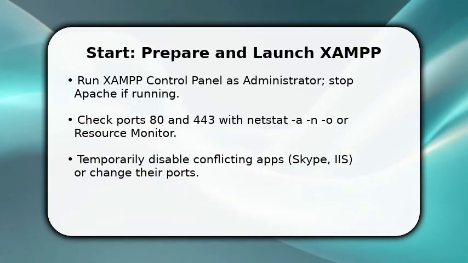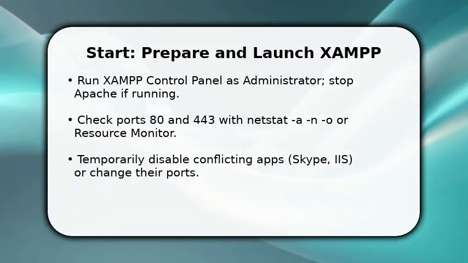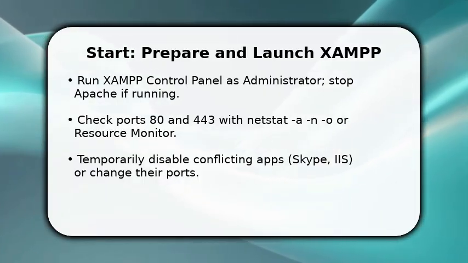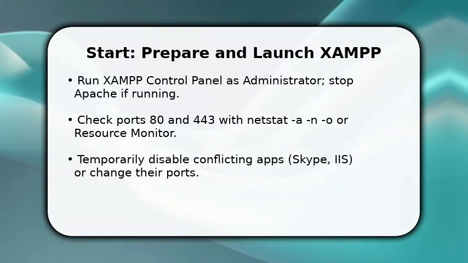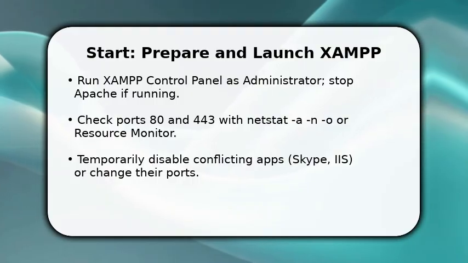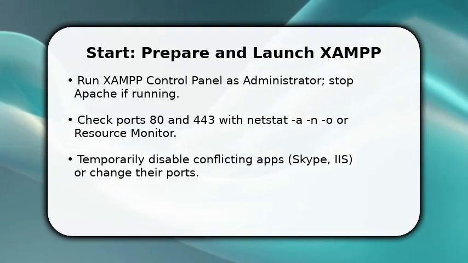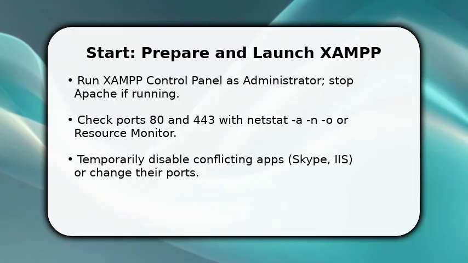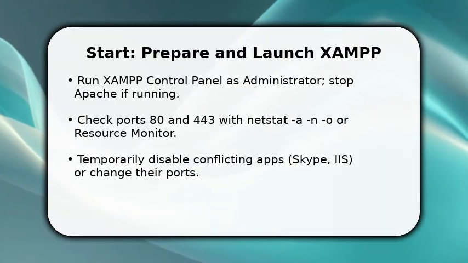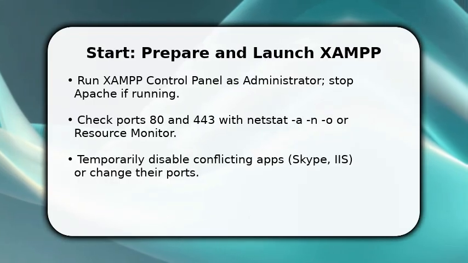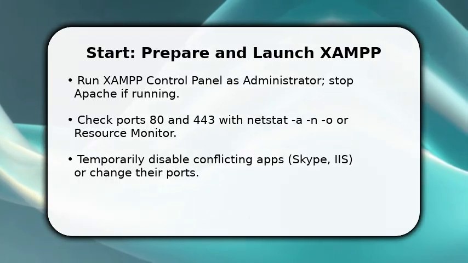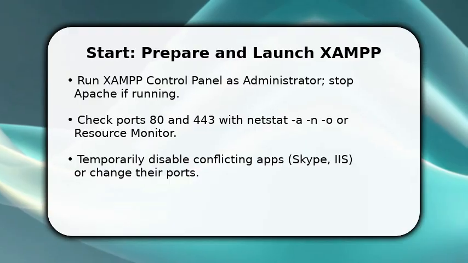You start by running the XAMPP Control Panel as administrator, so you can change services and ports without permission errors. Once done, stop Apache to avoid partial restarts and quickly check ports 80 and 443 with netstat -ano. This shows which PID is holding a port. If you see Skype, IIS, or another server listed, make sure to close or reconfigure it now so you can proceed to edit Apache settings cleanly.